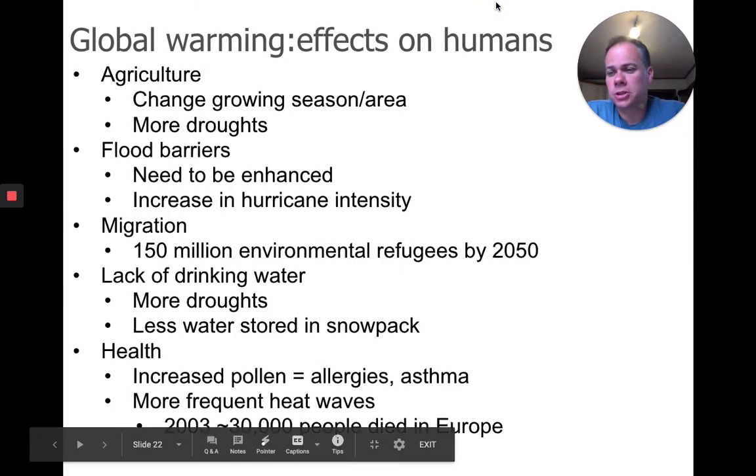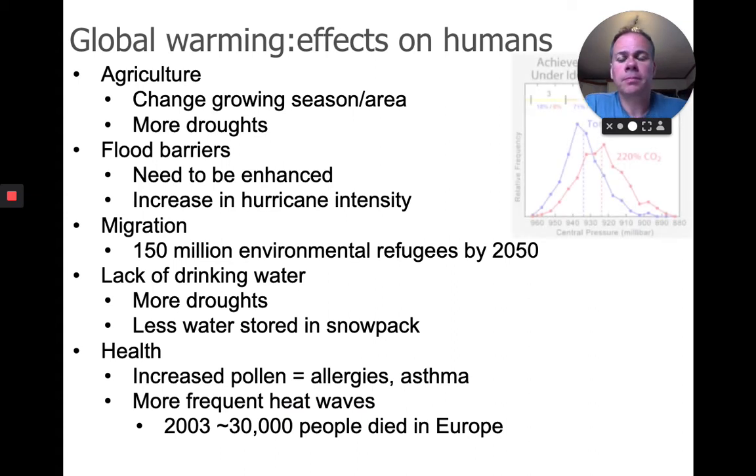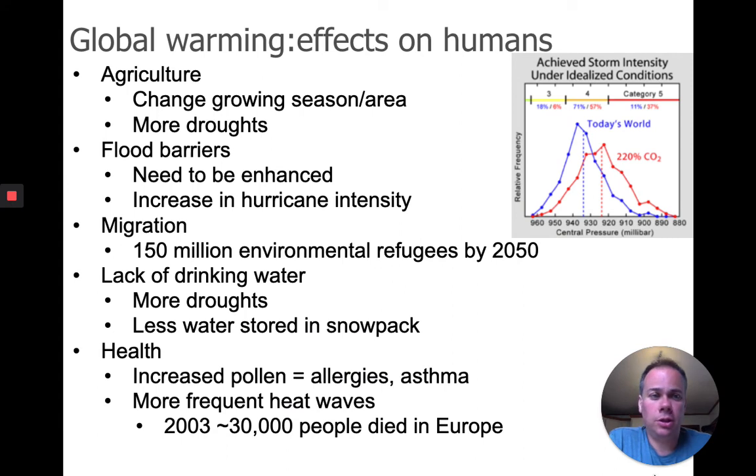Climate change doesn't just affect ecosystems in a general way, it affects humans in very significant ways. And there's just a list. So agriculture. Agriculture is developed so that people grow certain crops in certain areas depending on the temperature and the amount of moisture. Well, as climate change takes hold, there will be more droughts. The growing season will change. The timing of when the growing season happens will change.